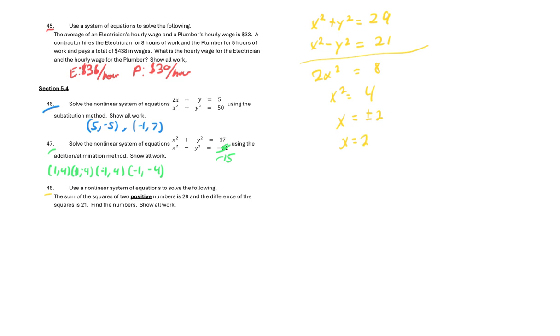So then we can plug that back in. So 2 squared plus y squared is equal to 29. 4 plus y squared is equal to 29. Y squared is equal to 25. And then y, the math says plus or minus 5, but again, we only take the positive values, so 5. So the two numbers are 2 and 5.